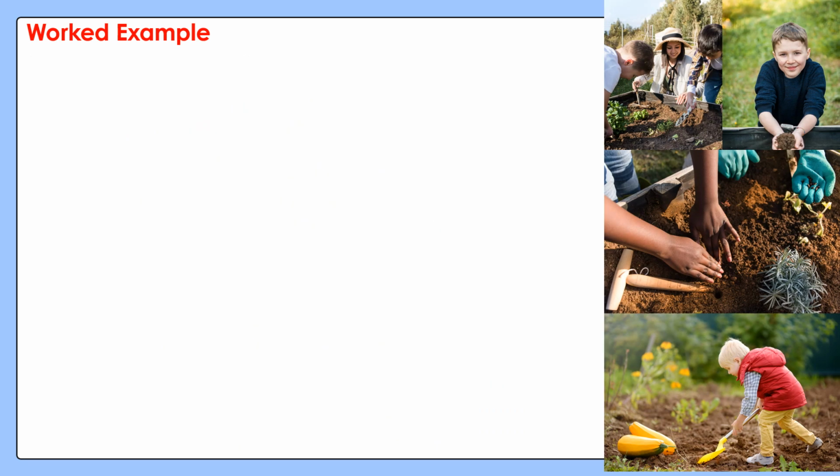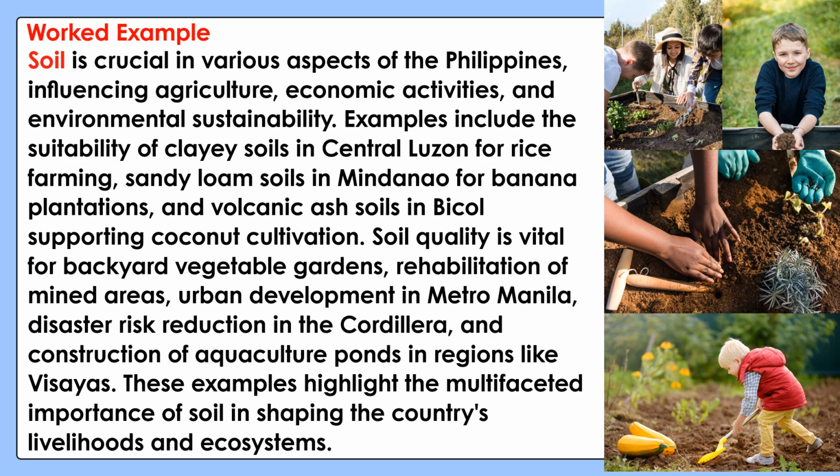Worked example: soil. Soil is crucial in various aspects of the Philippines, influencing agriculture, economic activities, and environmental sustainability. Examples include the suitability of clayey soils in central Luzon for rice farming, sandy loam soils in Mindanao for banana plantations, and volcanic ash soils in Bicol supporting coconut cultivation.